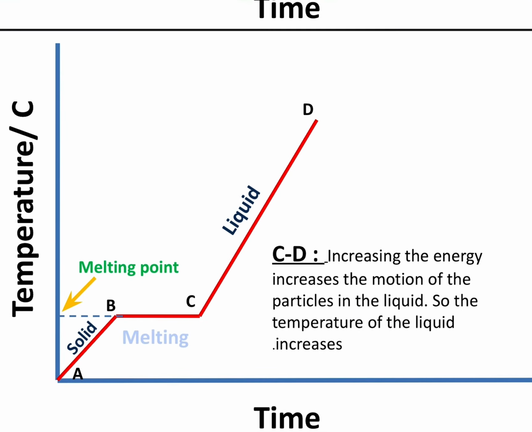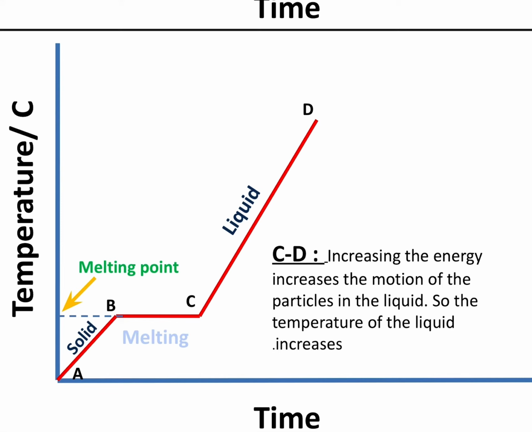After that, we have from C to D. We are increasing the temperature in this case. The state of matter is liquid, and we notice that there is an increase in the temperature. What will be the motion of particles from C to D? From C to D, the state is liquid. Liquids slide over each other, they slide past each other. So this is the motion of liquid. The motion of solids is only vibration.